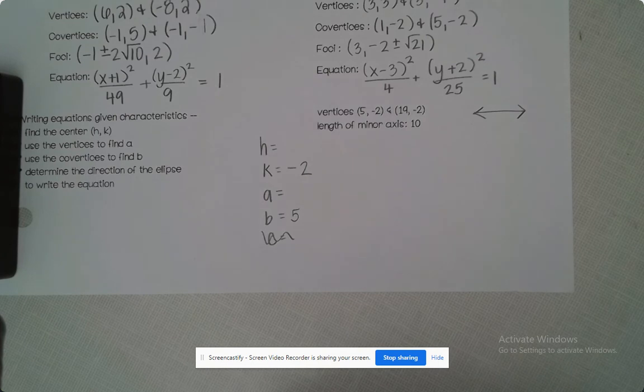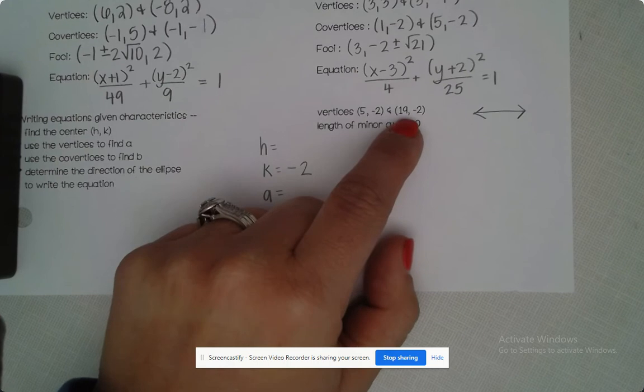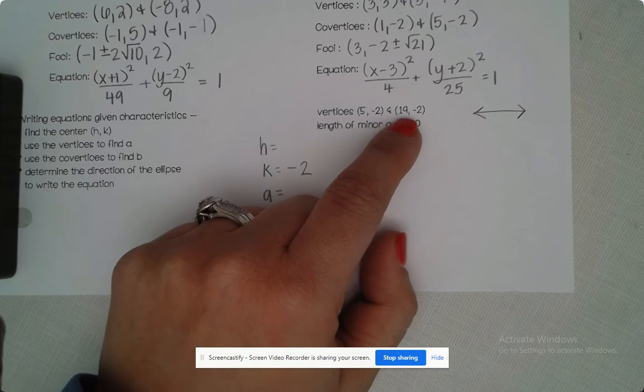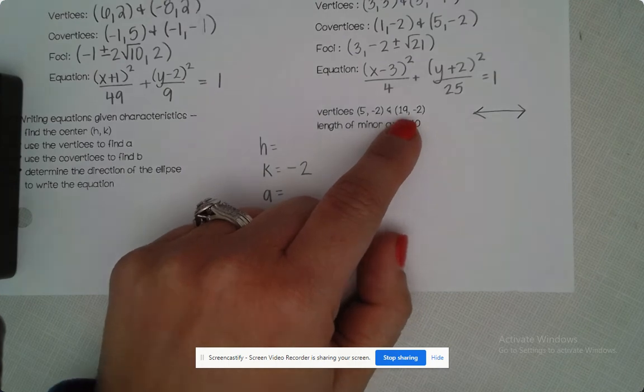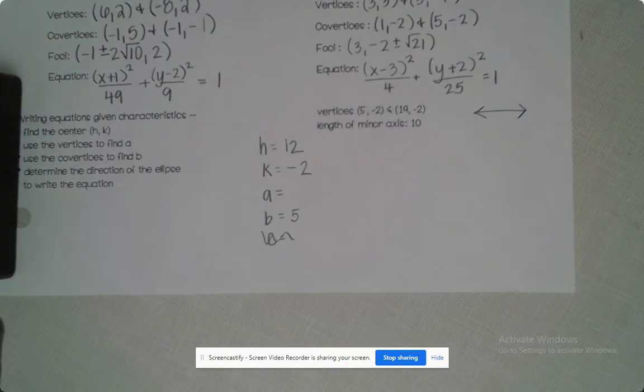Oh, damn. No, it's under the square root, right? Nope, that's the distance formula. That's not it. X plus X divided by 2. So, 5 plus 19. You said 14. 5 plus 19 is 24. 24 divided by 2 is 12. That's my H value.